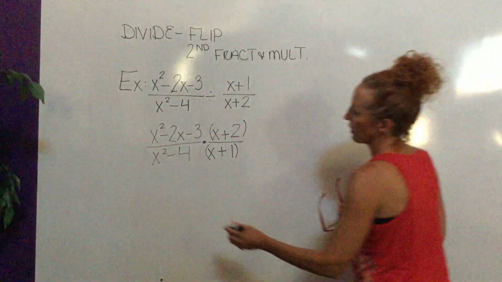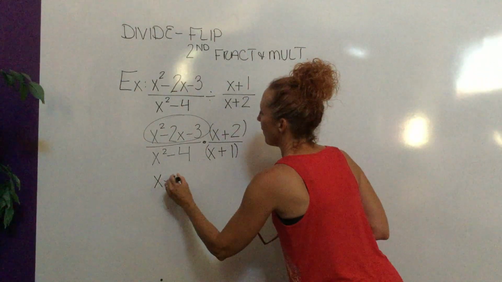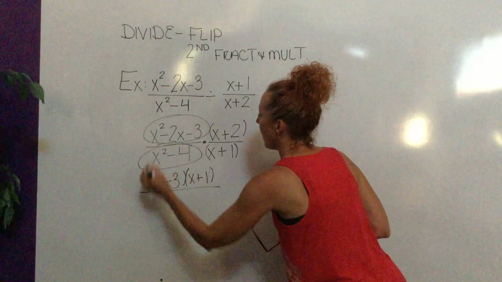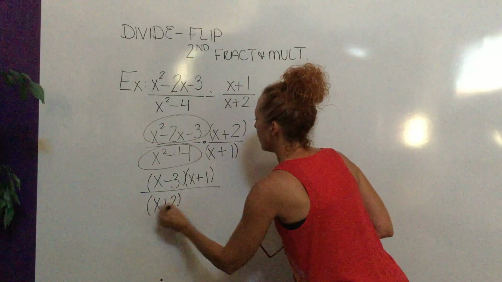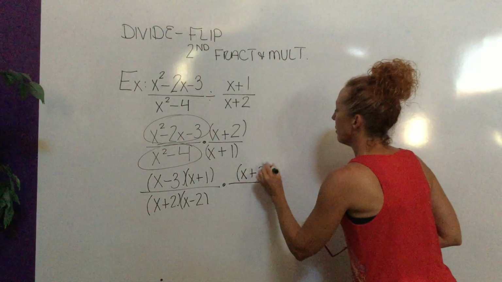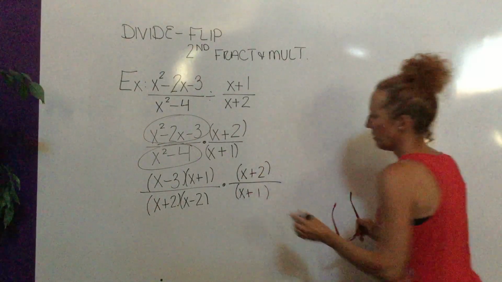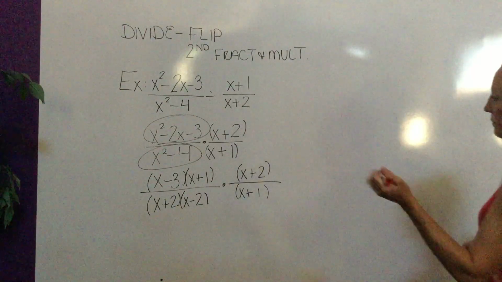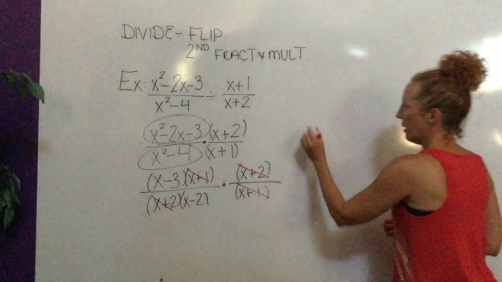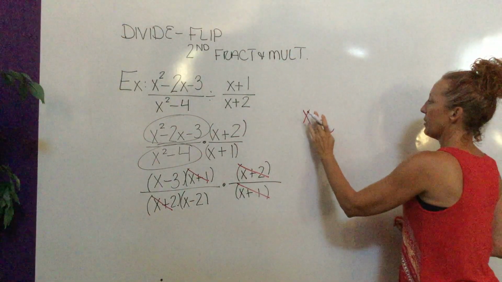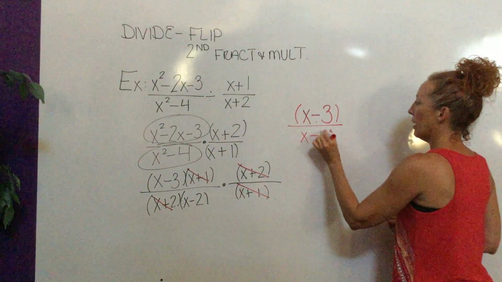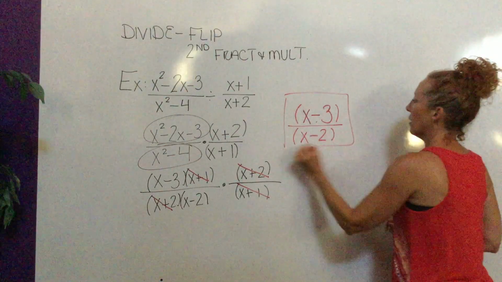All right, so now let's factor this. This top left factors to x minus 3, x plus 1. This factors to x plus 2, x minus 2. And then this is x plus 2. And this is x plus 1. And so these cancel. And these cancel. And once again, your only factors left are an x minus 3 in the numerator and an x minus 2 in the denominator.